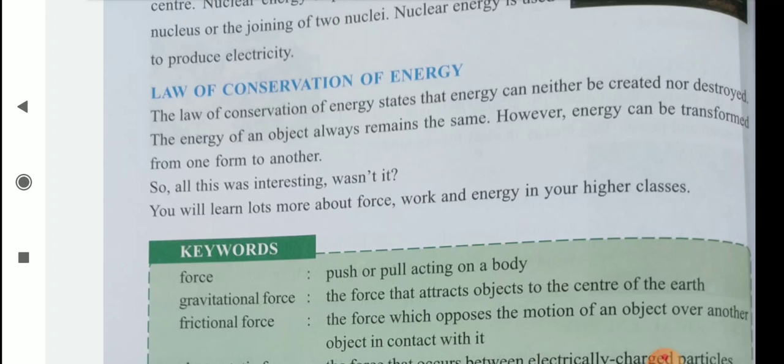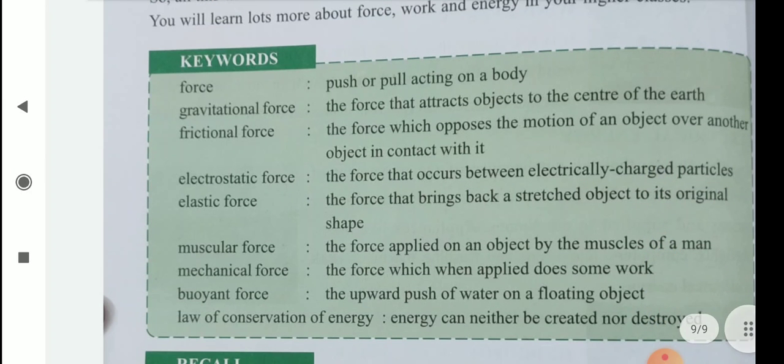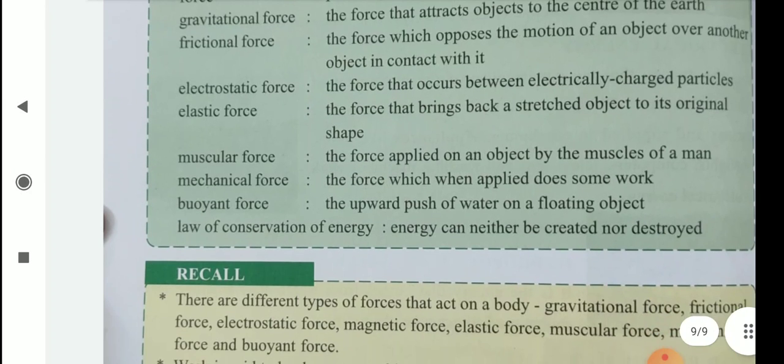So, all this was interesting, wasn't it? You will learn a lot more about force, work and energy in your higher classes. So, this much for your classes. Again, you read this chapter properly. What is work? What is energy? And what is force? Okay. Then some keywords are given in your book. Also, you will learn this one.